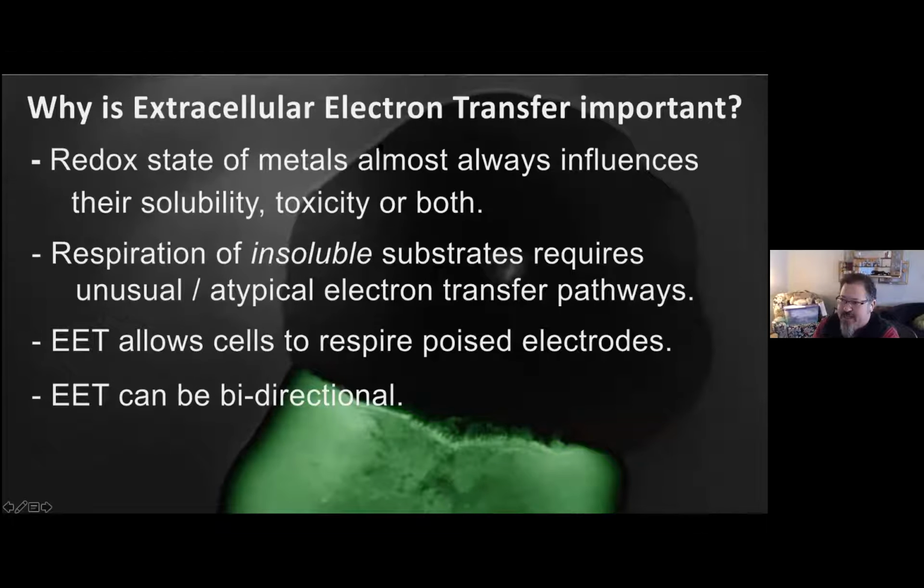Well, the redox state of metals almost always influences their solubility, toxicity, or both. In the case of iron and manganese there, when bacteria put electrons onto it and reduce those substrates, they become soluble in their reduced state. In the case of something like arsenate going to arsenite, you take something bad into something worse when you reduce it. In the case of uranium, you can take something that in its oxidized form can move pretty freely in groundwater systems, but when it becomes reduced, its mobility dramatically decreases.